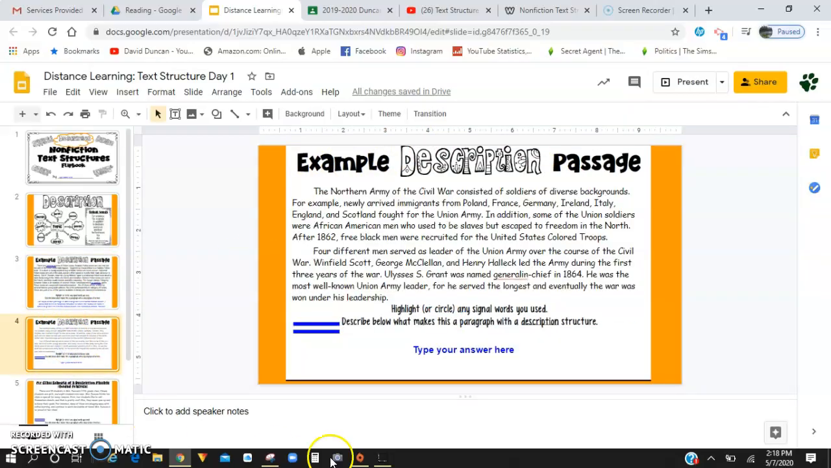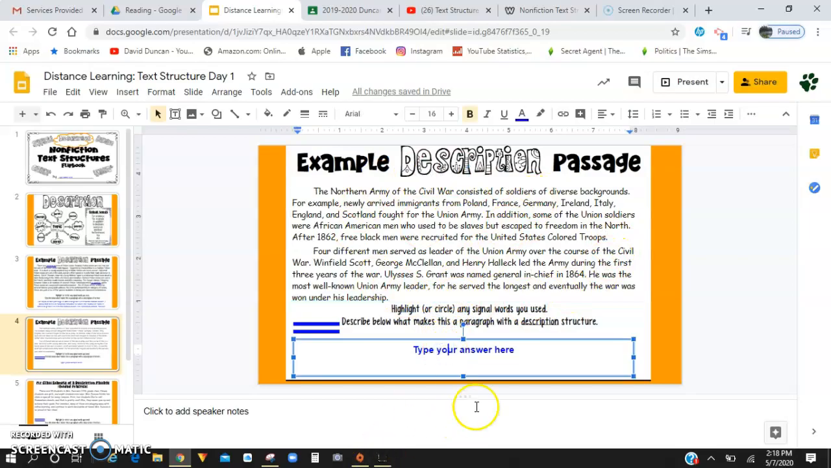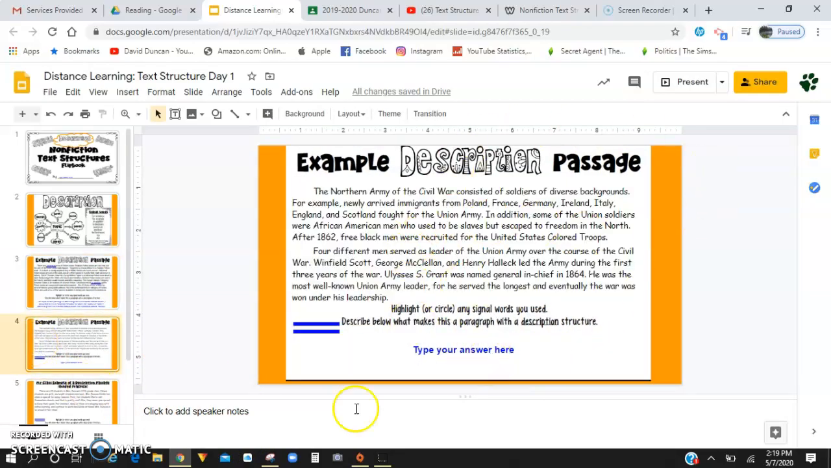Down here in my next passage, we are going to have you guys look at reading this on your own. And what I want you to do is I want you to do the same thing that I did on the first one. And I want you to underline signal words that are used in this paragraph. And then I want you to write below what makes this a description structure. Okay, so you're going to do this slide on your own, just like what we did together here.